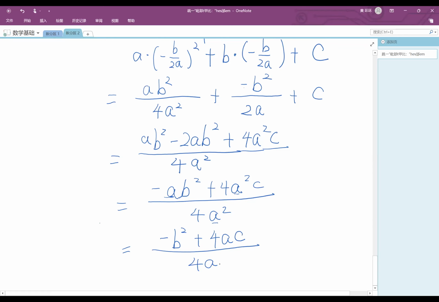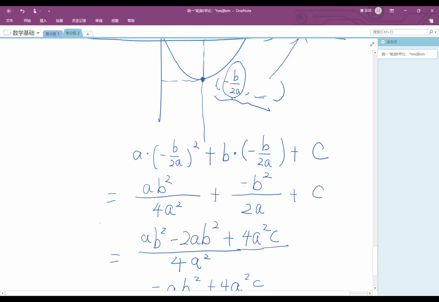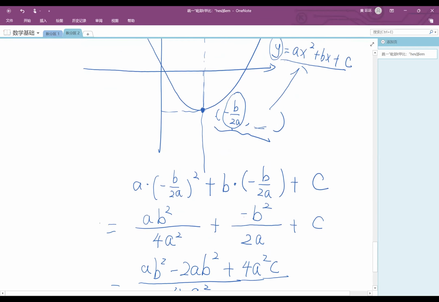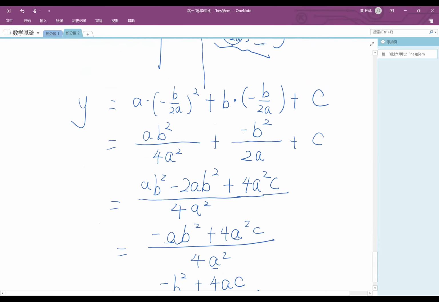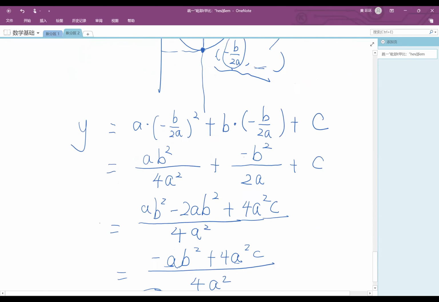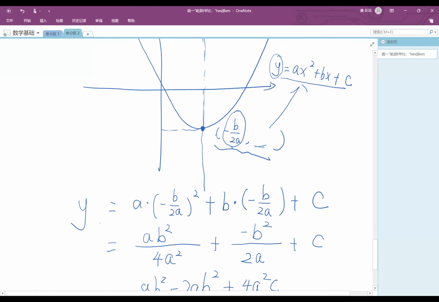This is 4a, right? So if we let x be equal to minus b over 2a in this parabola equation, we can get y is equal to this. So the y coordinate of this vertex will be equal to 4ac minus b squared over 4a.